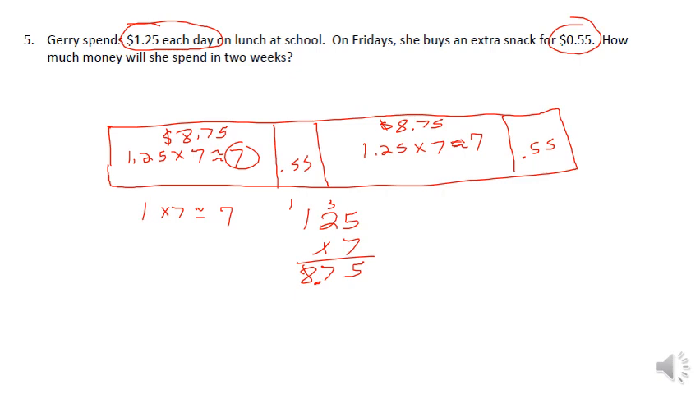Now, we could do this two ways. We can multiply them, or we could add them. But here we have 8.75 and 8.75, and let's go ahead and add them up. 5 plus 5 is 10, carry our 1, 14, 15, carry our 1. We have to put our decimal place in there. So $17.50 is what she spends in 2 weeks.